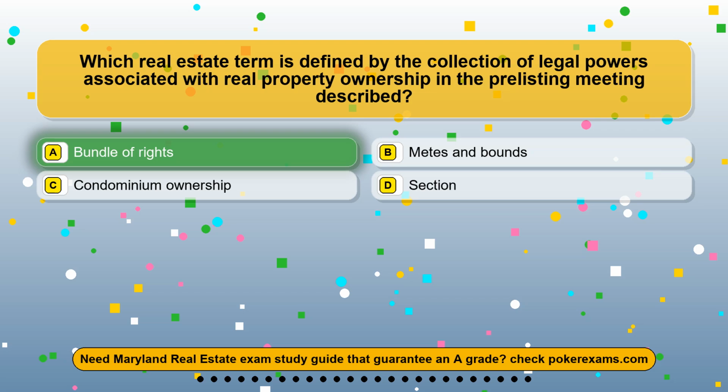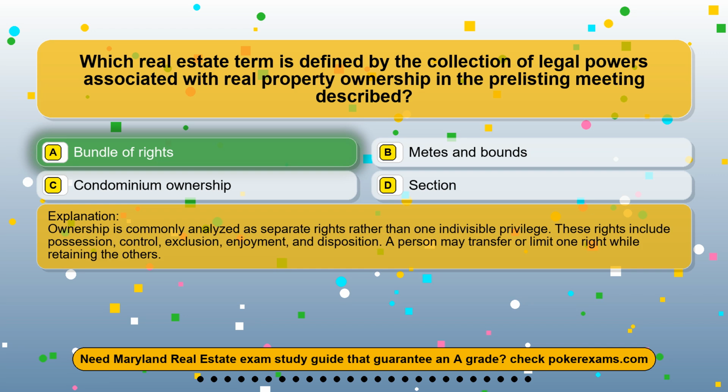The correct answer is option A, bundle of rights. Ownership is commonly analyzed as separate rights rather than one indivisible privilege. These rights include possession, control, exclusion, enjoyment, and disposition. A person may transfer or limit one right while retaining the others.